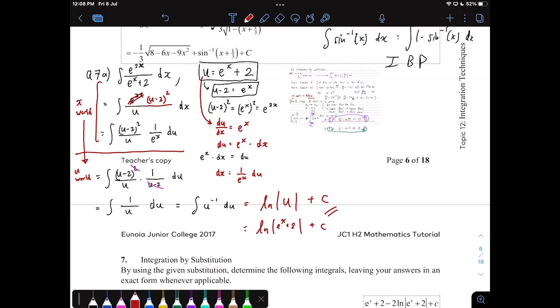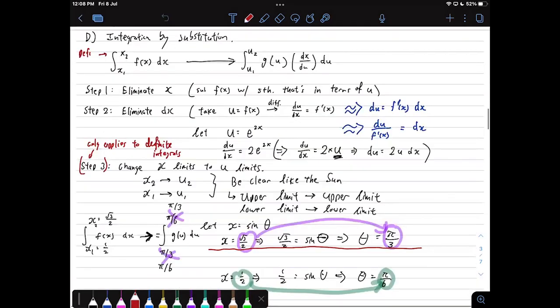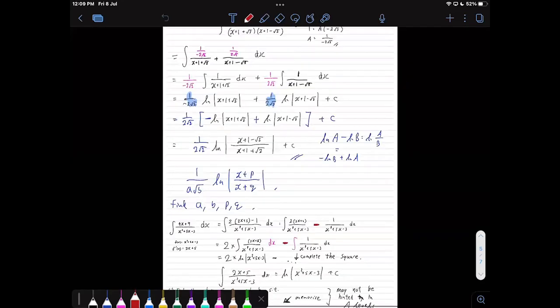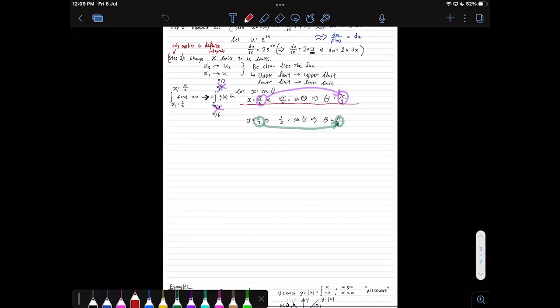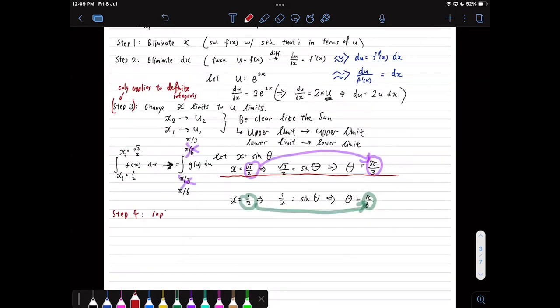Very good. So maybe I will improve my notes, as they were not good enough. I have to tell you because you will forget. You trusted me when I said so. That's the final answer. Wrong. I cannot leave it in terms of u. Must start back with x. Maybe I should mention step 4. Step 3 you skip if it's not a definite integral. Step 4, replace u with the substitution with x.